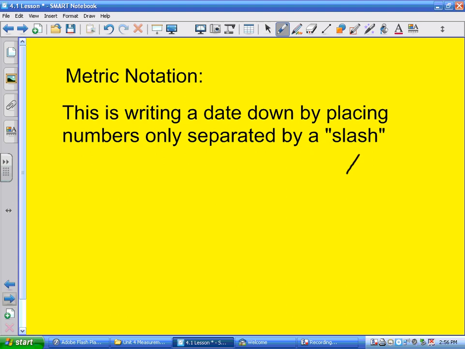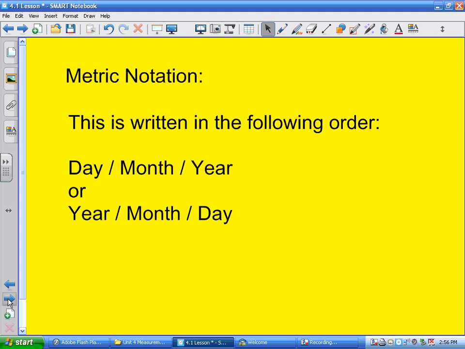Now a slash is one of those things. So it's written in the following order: day, month, year, or year, month, day.